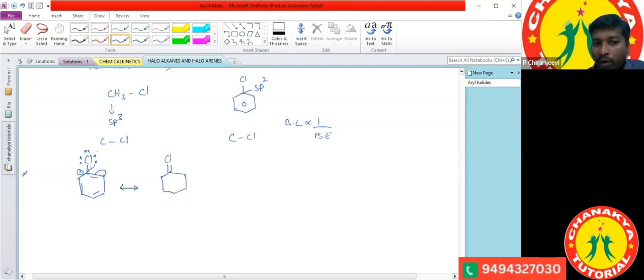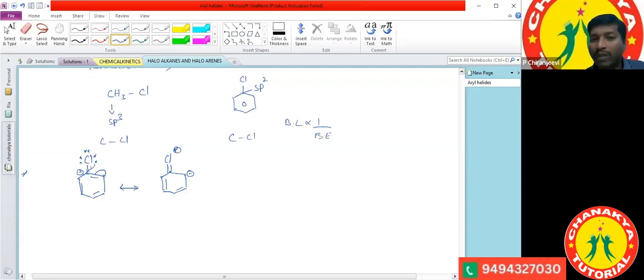How does it form a double bond? Because the chlorine is donating electrons. If it donates the electrons, it forms a double bond between the chlorine and carbon. And this carbon gets a negative charge. So based on the resonance only, we are going to explain the electrophilic substitution reaction.